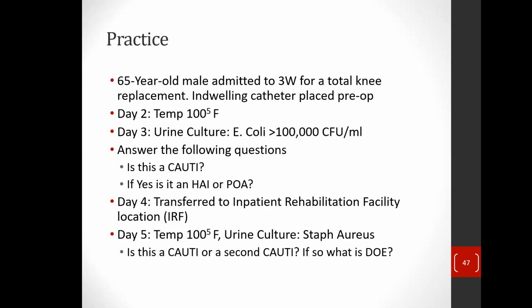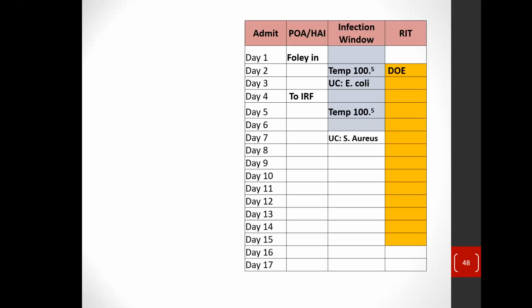So this is present on admission, but that Staph aureus, if that falls within that 14-day time period, it does. So this is not a second catheter-associated UTI. That Staph aureus is added to the present on admission urinary tract infection. So let's look at a picture of that.